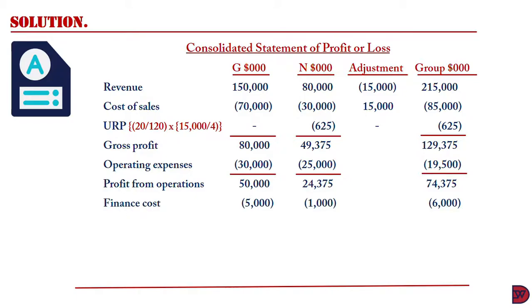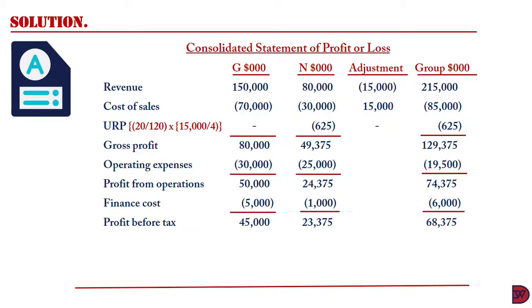We come to finance costs. Here, there was no mention of any intra-group transaction relating to maybe loans given and interest being paid or management fees present. So these figures were paid to outside members. So everything is captured here. So it's $5 million for J, $1 million for N, 6 for the group.